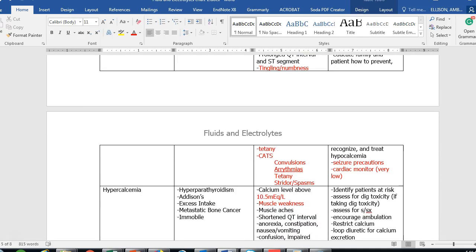Tetany. A good acronym to remember for hypocalcemia is CATS. So CATS stands for convulsions, arrhythmias, tetany, and stridor and spasms.